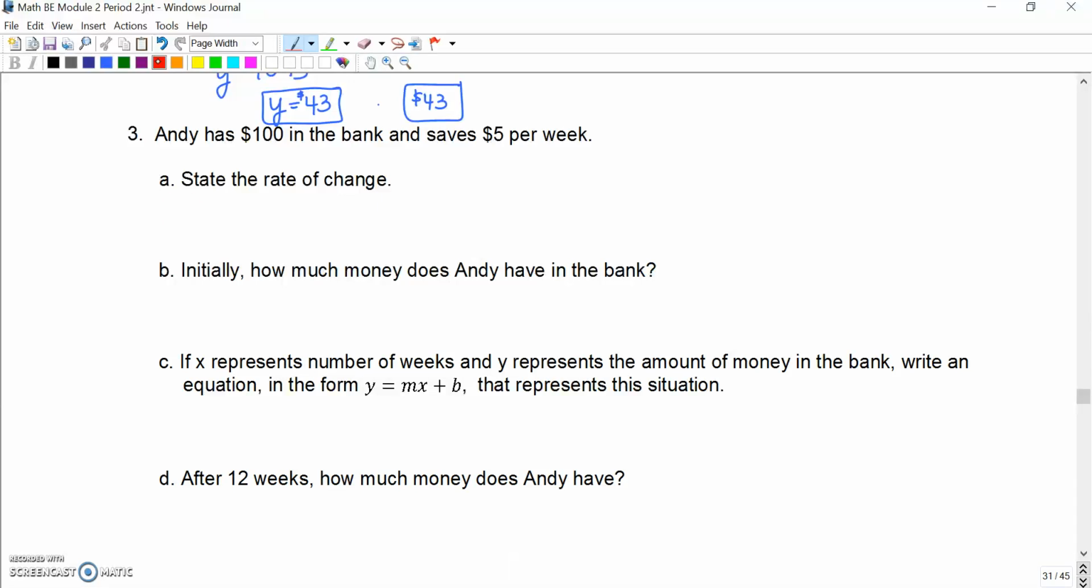Number 3, state the rate of change. That's my M. Initially, how much money does Andy have? That's my B. So Andy has $100 in the bank and saves $5 per week. So $5 per week is the rate of change after every week. The initial amount is 100, and that would make the equation y equals 5x plus 100.